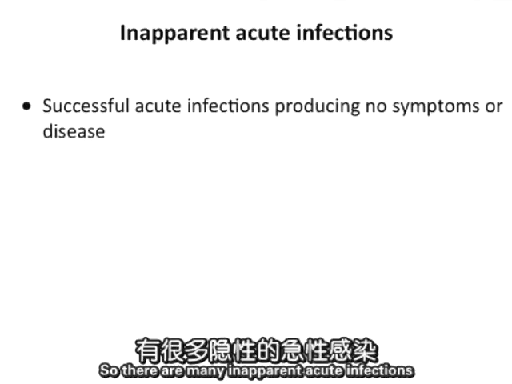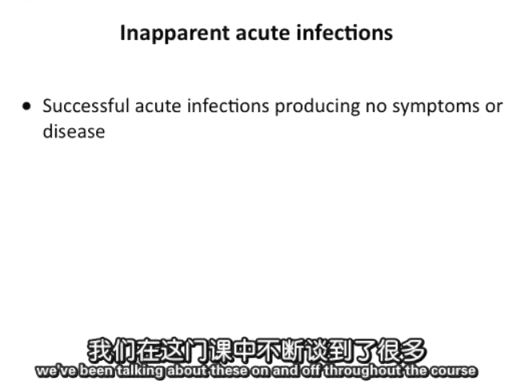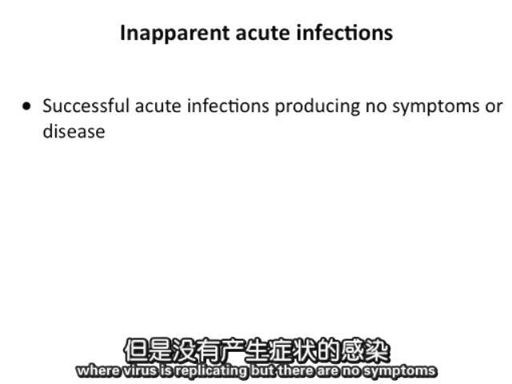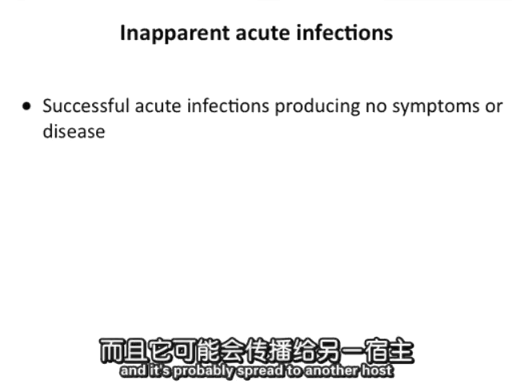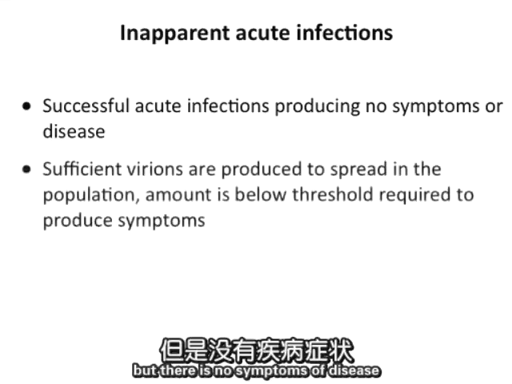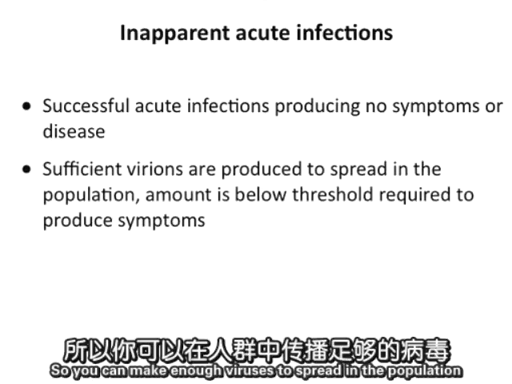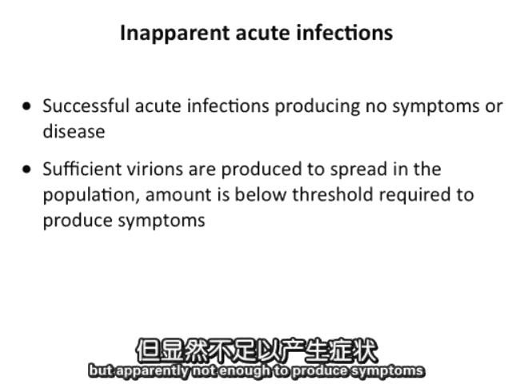So there are many inapparent acute infections. We've been talking about these on and off throughout the course. That is an infection where virus is replicating, but there are no symptoms. And these are successful infections as far as the virus goes because it's replicated and it's probably spread to another host, but there's no symptoms of disease. So you can make enough virus to spread in the population, but apparently not enough to produce symptoms.